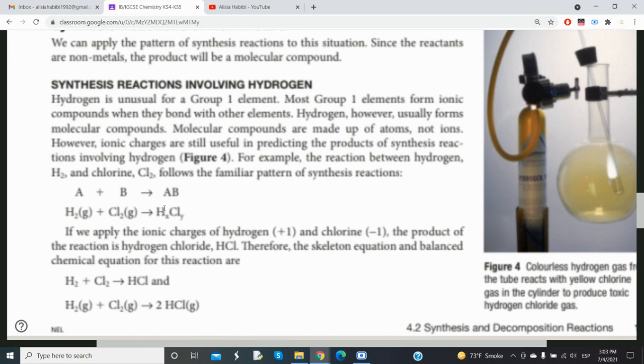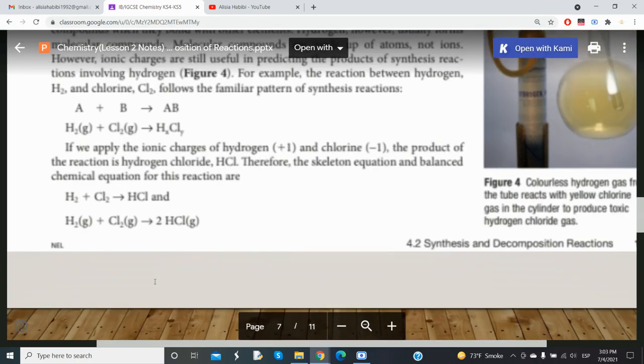And how we know the formula is HCl is because we have no subscript numbers, because hydrogen has a charge of +1 and chlorine has a charge of -1. So +1 and -1 gives 0. So automatically you get HCl.